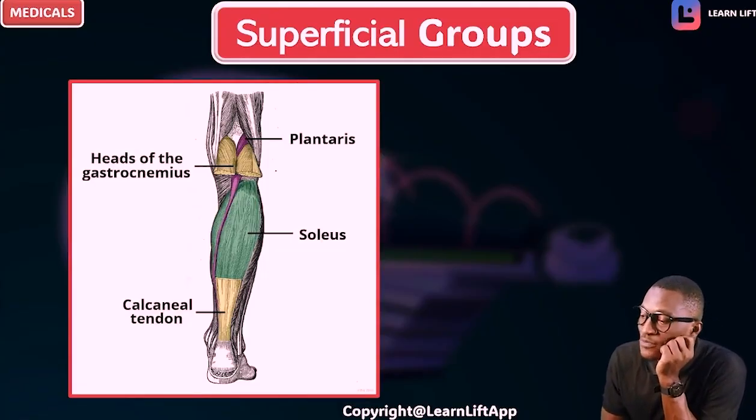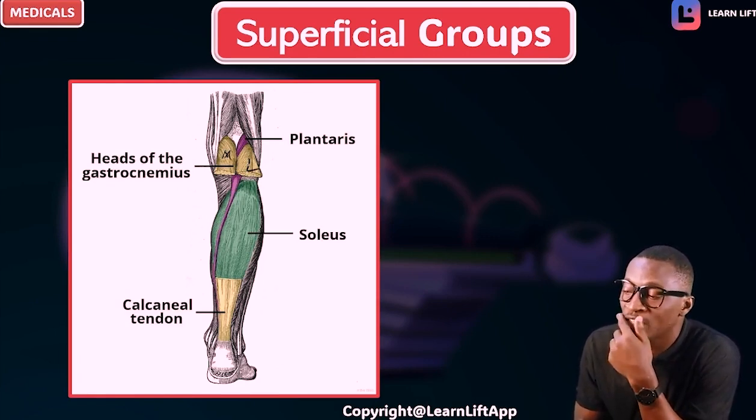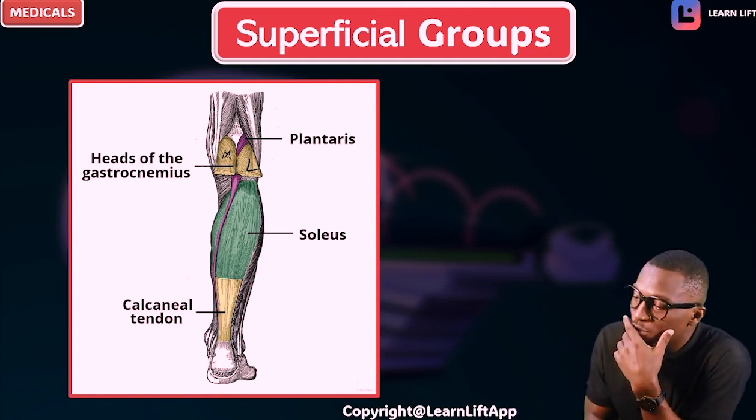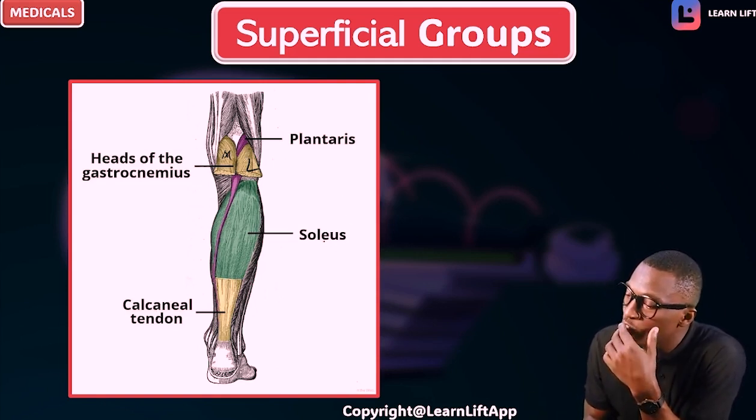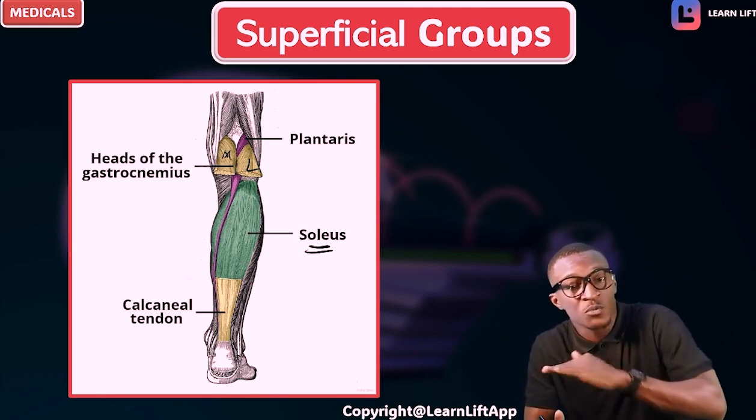This is the head of the gastrocnemius. Are you seeing that? This side is the medial head. This side is the lateral head. Both of them, gastrocnemius is a large muscle. If you remove the gastrocnemius muscle, you are going to see the soleus muscle. The soleus muscle is under the gastrocnemius, of course, but it is superficial.